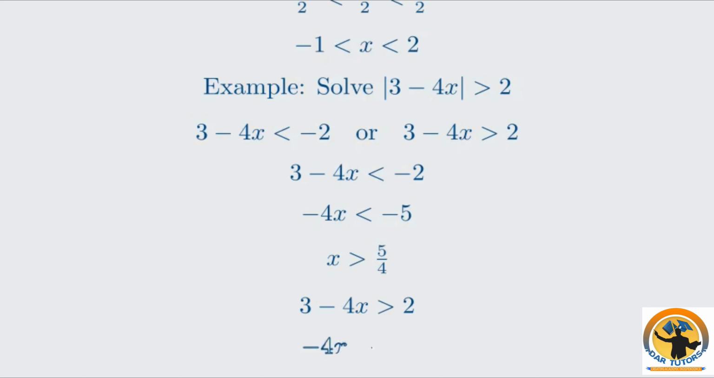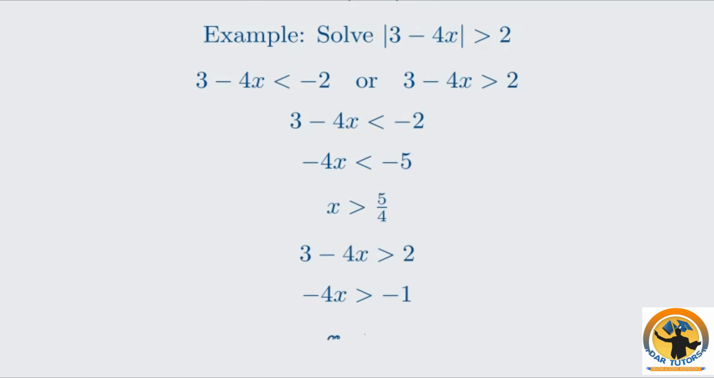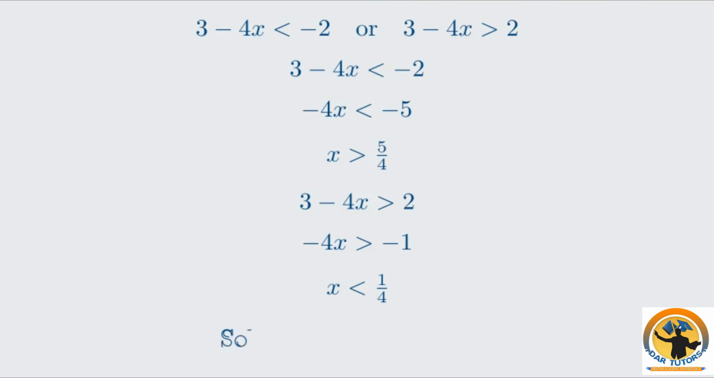For the second one, 3 minus 4x is greater than 2. Subtracting 3 gives negative 4x is greater than negative 1. Dividing by negative 4 and reversing the inequality sign gives x is less than 1 over 4. So, the solution is x is less than 1 over 4, or x is greater than 5 over 4.